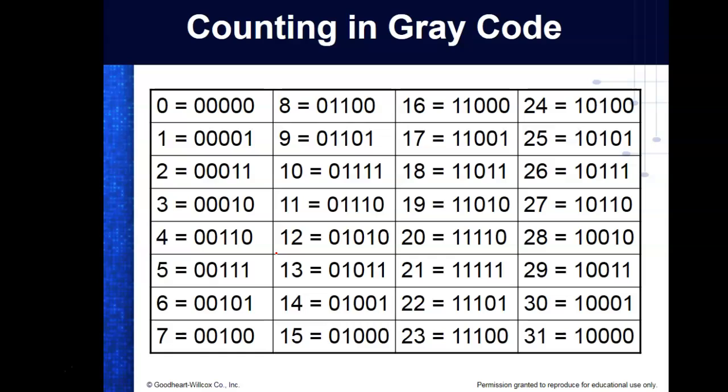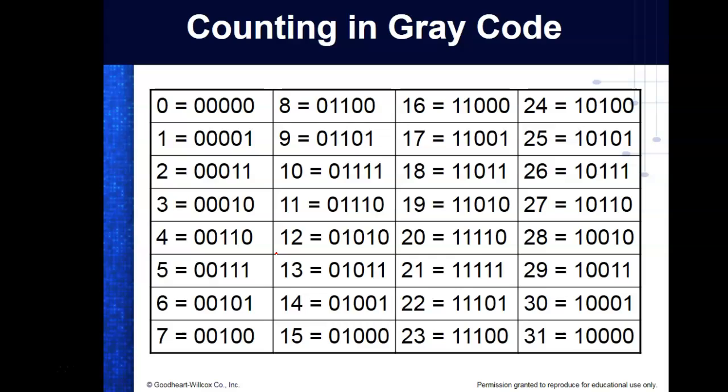A decimal 1, how many bits changed going from a 0 to a 1? 1. From 1 to 2, how many bits changed? Going from here to here, how many bits? Yeah, 1, right? Now, if I converted that to decimal, that would be a 3, but this is not a number system, it's a code. It's a counting code.